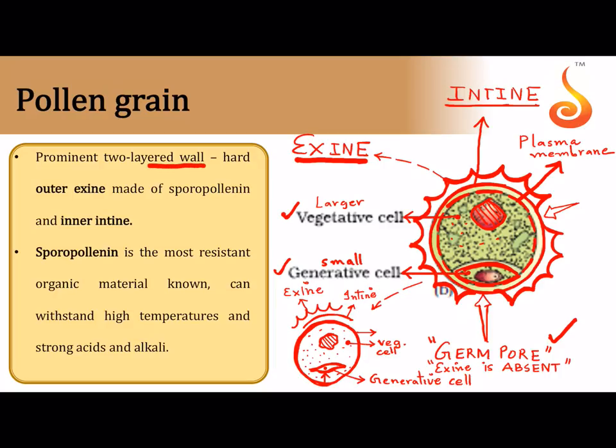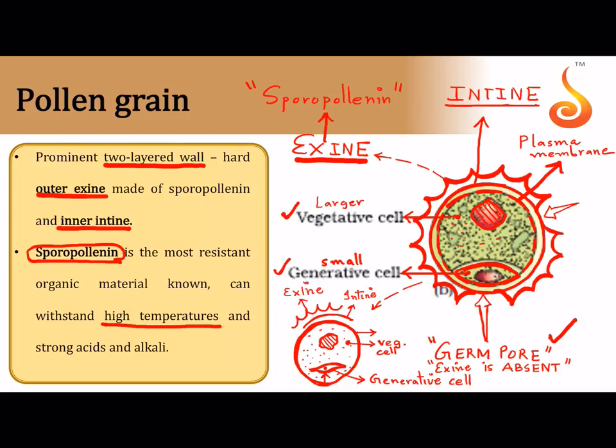So we now saw that there is a two-layered wall in the pollen grain. The outer wall is called exine, and the inner wall is called intine. I have labeled the exine and intine over here. The exine is made up of a very tough organic material, the most resistant organic material. A very important question in your board exam. It is called sporopollenin. The very tough organic material that is present in the exine of the pollen grain is referred to as the sporopollenin.